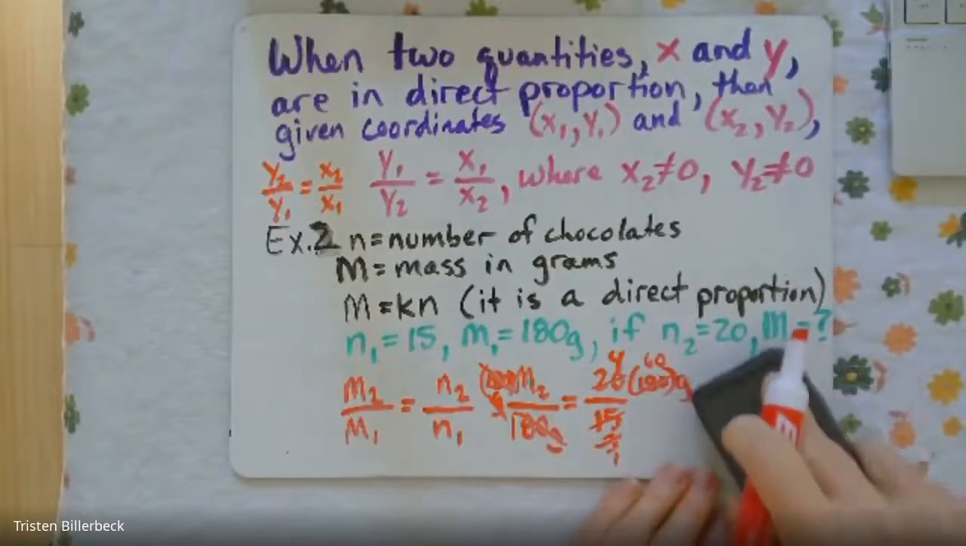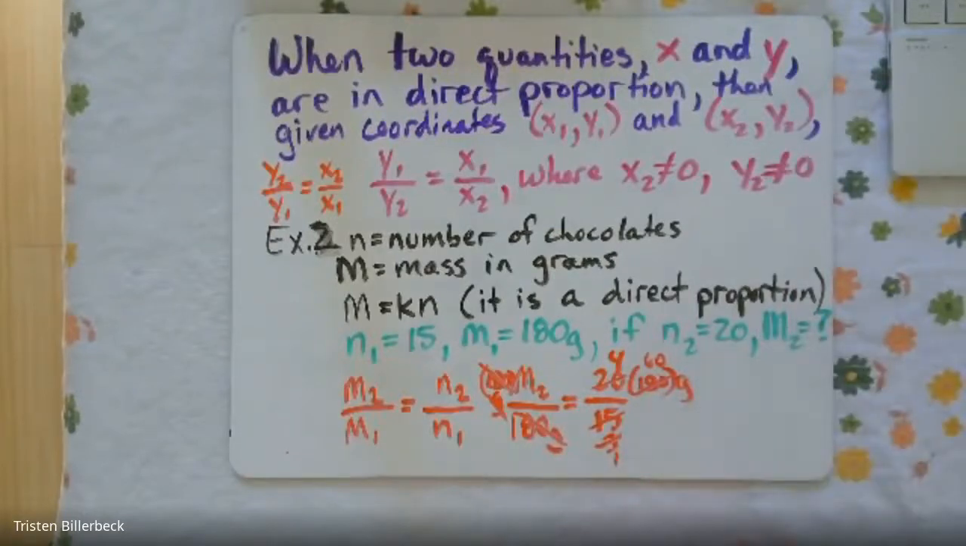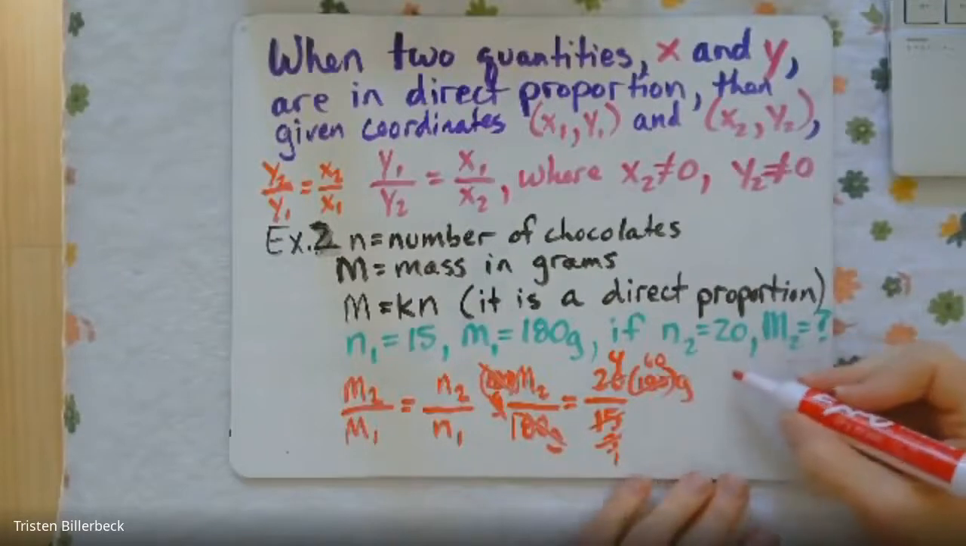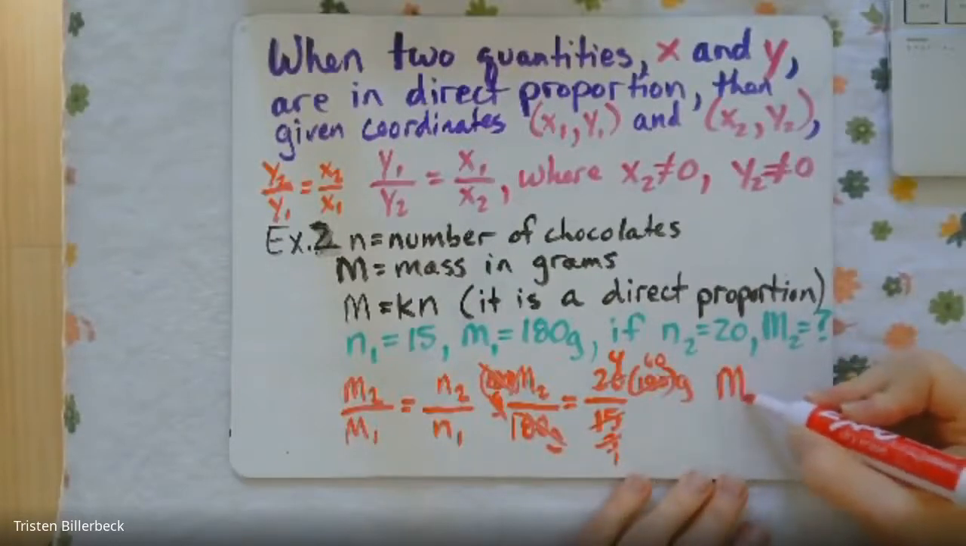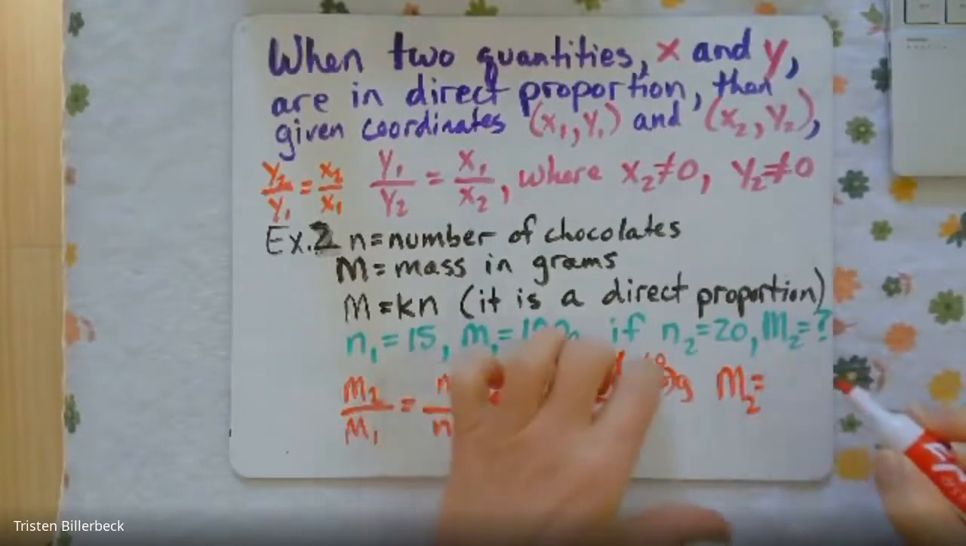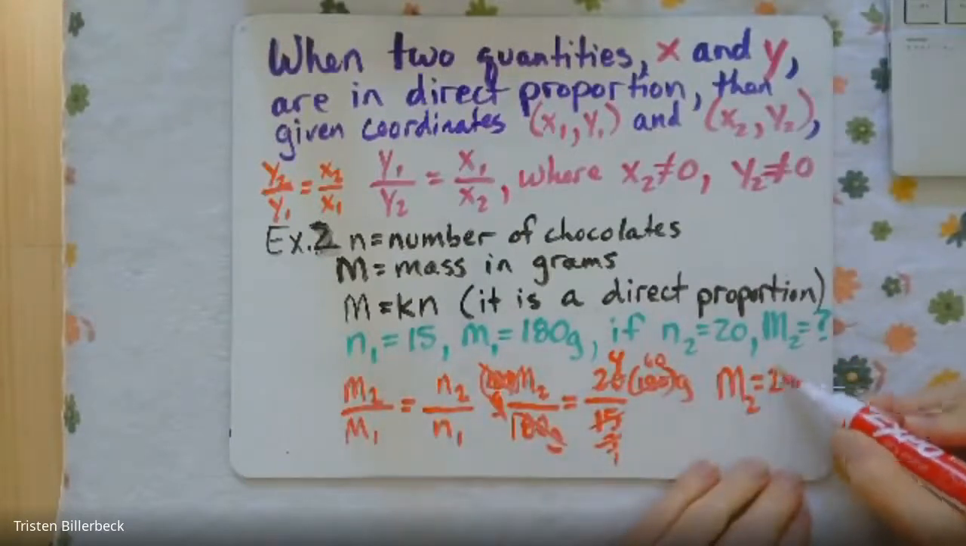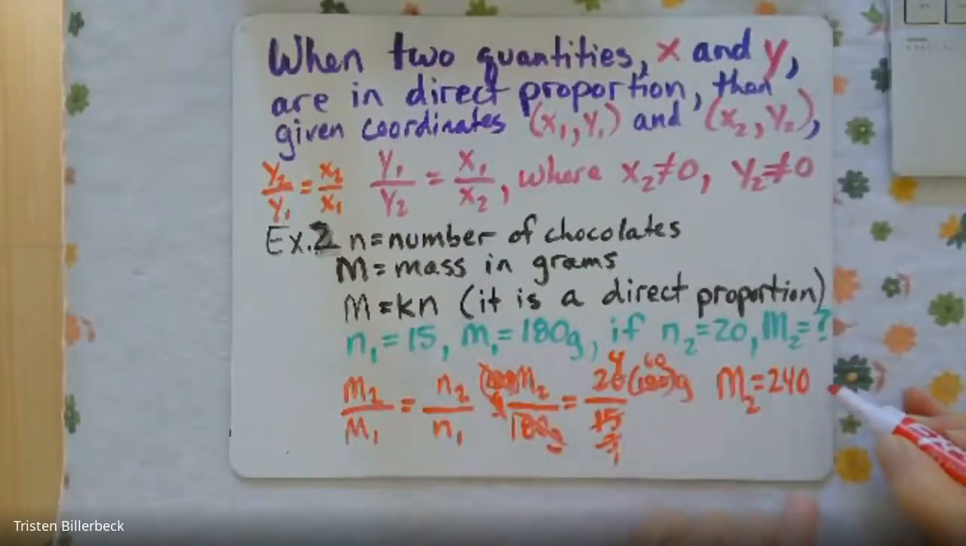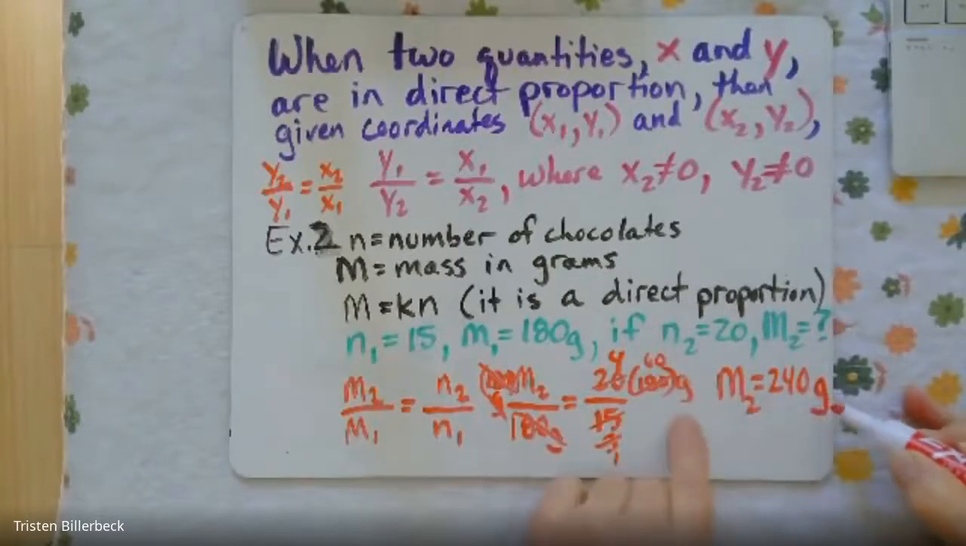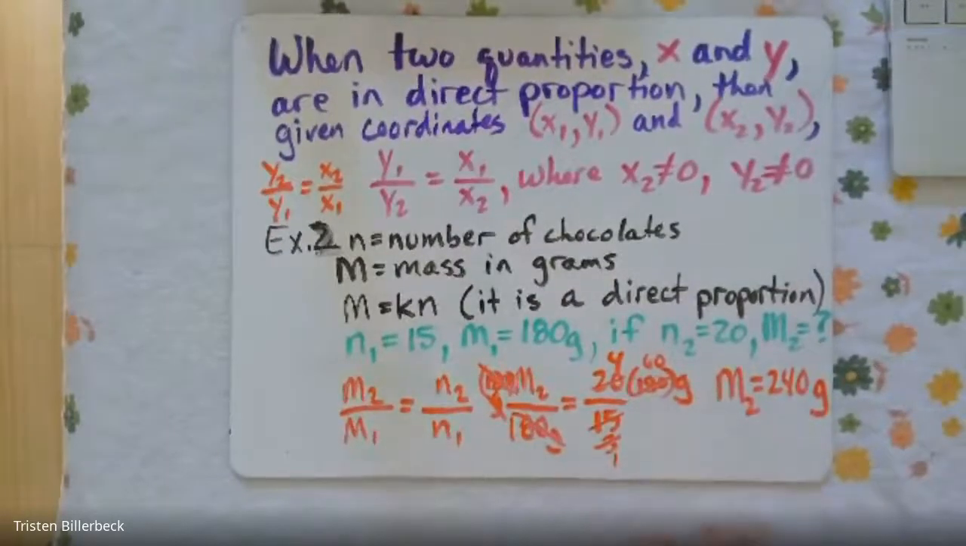Okay, so remember, try not to work too hard. Reduce and make your life easy. So M2 is then 4 times 6 is 24. And then we had a little 0 there, and then grams, because we remember to follow our units. And then we have the answer. Isn't that cool? So if we had 20 pieces, their mass would be 240 grams.